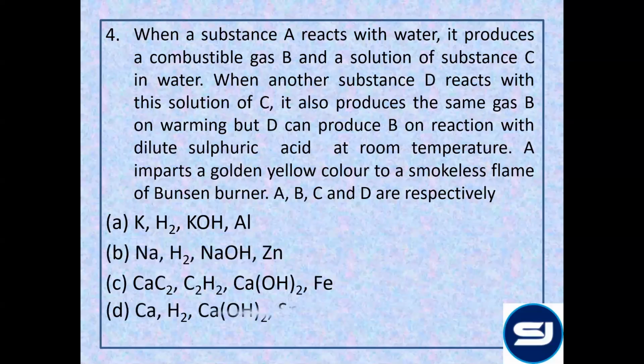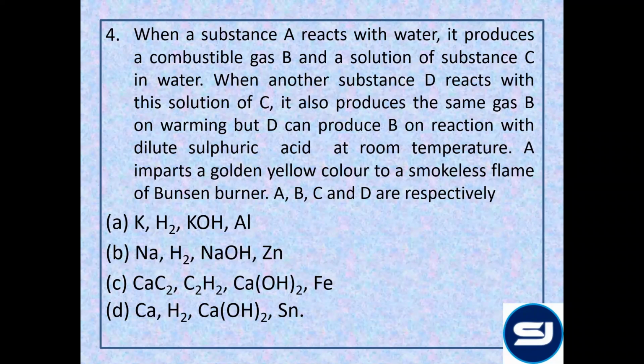Just understand the flow. When a substance A reacts with water, it produces a combustible gas B and a solution of substance C in water. When another substance D reacts with this solution of C, it also produces the same gas B on warming. But D can produce B on reaction with dilute sulfuric acid at room temperature. A imparts a golden yellow color to a smokeless flame of Bunsen burner. A, B, C, and D are respectively. Can you tell me the answer?